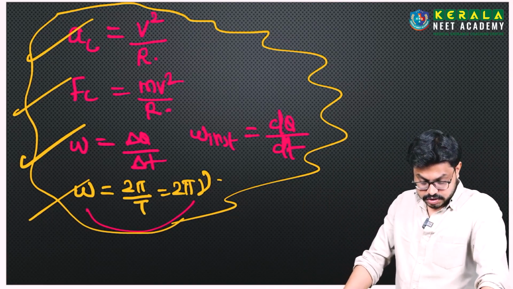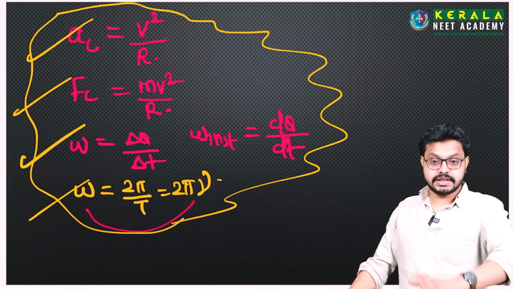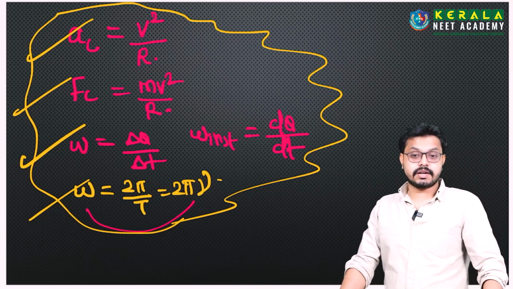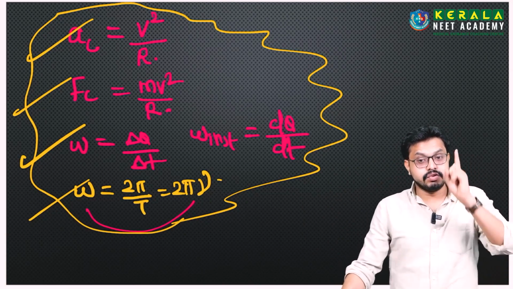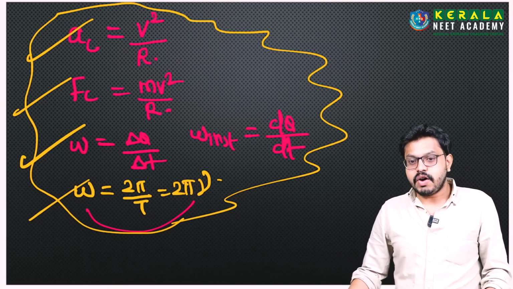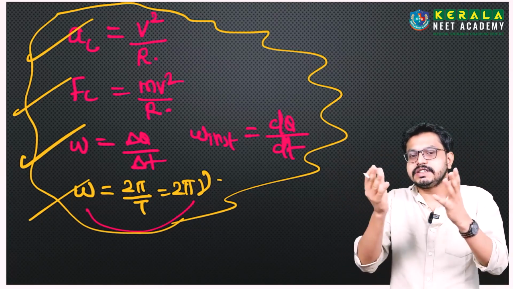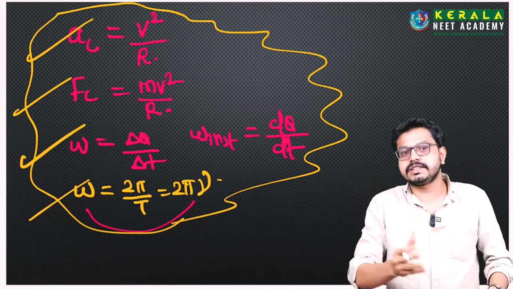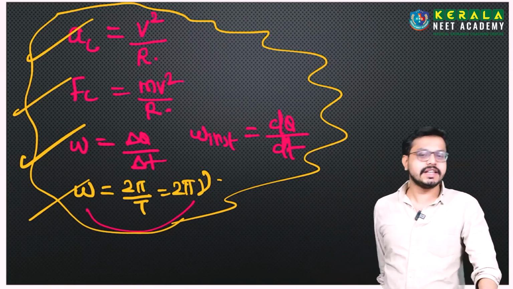So today we discussed the basics and fundamentals of circular motion, mainly uniform circular motion. What are the conditions of non-uniform circular motion? What will happen if the angular velocity changes? An angular acceleration will come. That we will discuss in the next class.